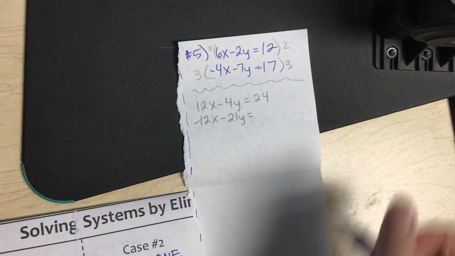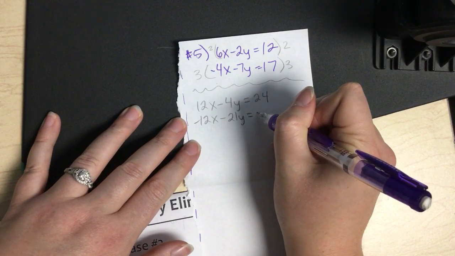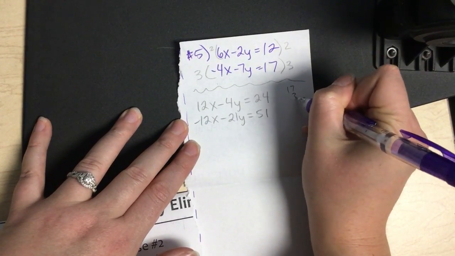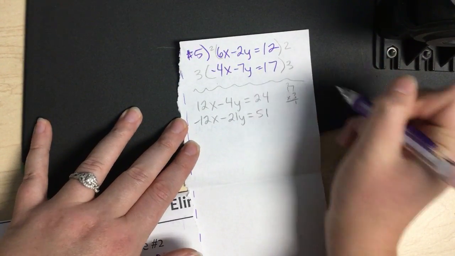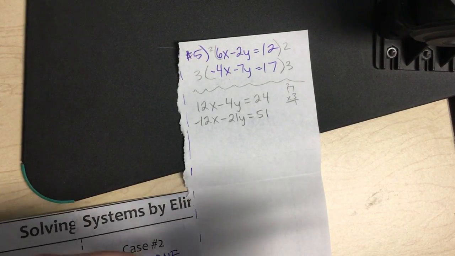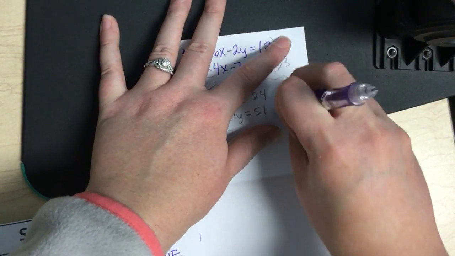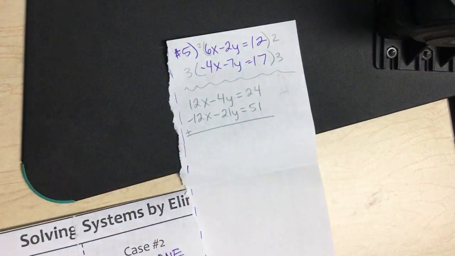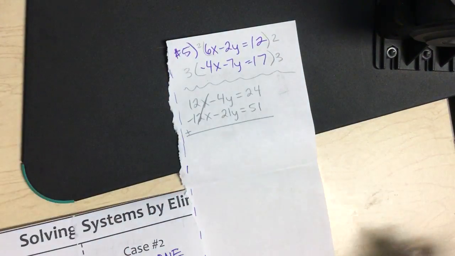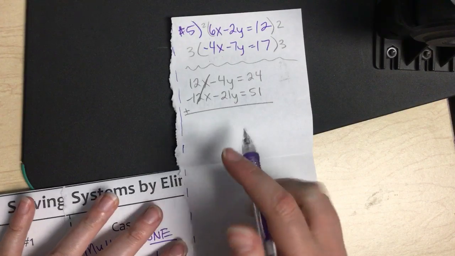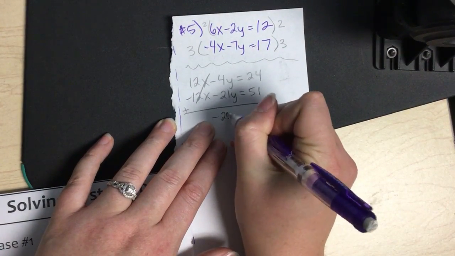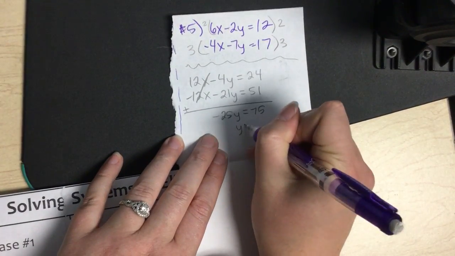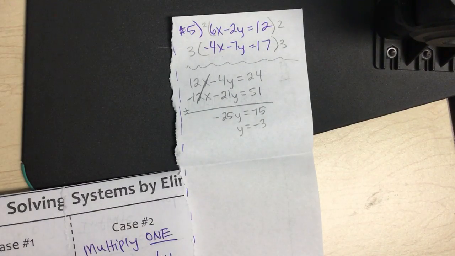And then 3 times 17 would be 51. Making sure we got that. All right. Now, when we add that together, my x's eliminate, which is great. And then I add those, so that would be negative 25y, and that creates a 75. So therefore, I can see that my y is negative 3.